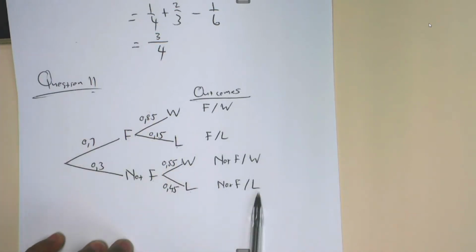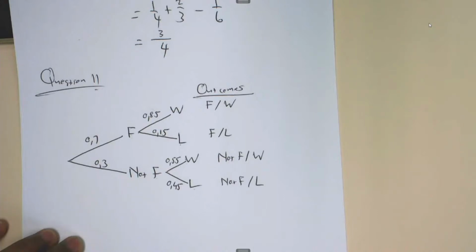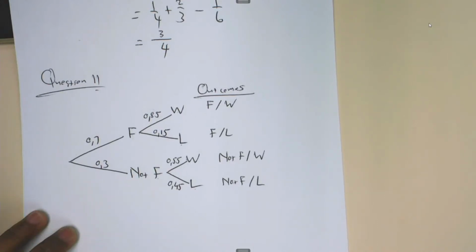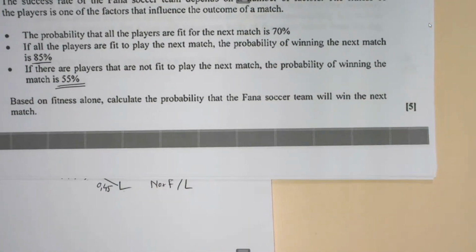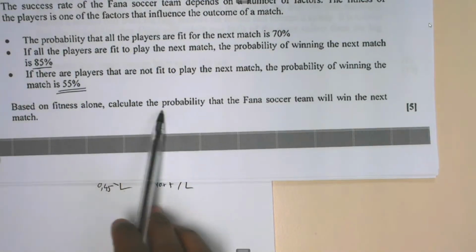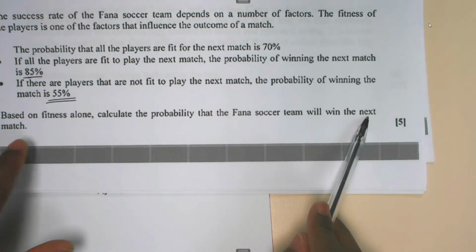And so on. That's how you get the probabilities of your outcomes. You multiply the probabilities that got you there. Now let's go back to the question. Now that we're done with the structure of the tree diagram, it says here, based on fitness alone, calculate the probability that the Fana soccer team will win the next match.